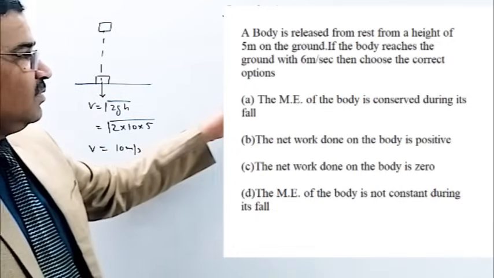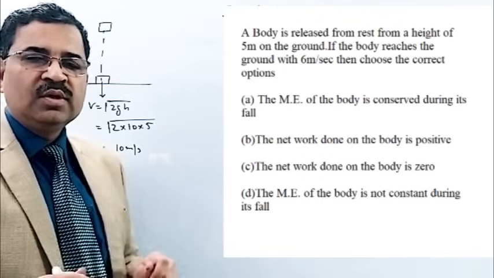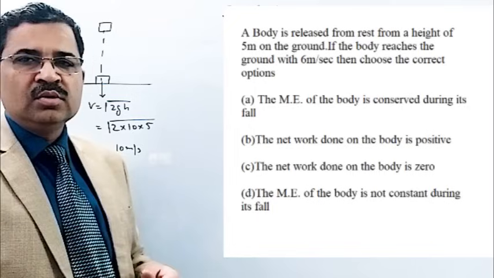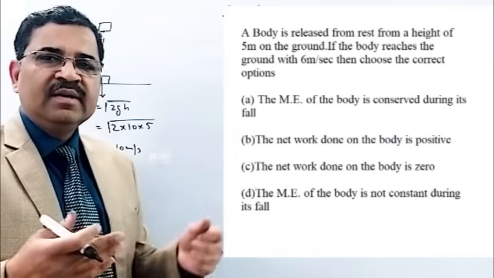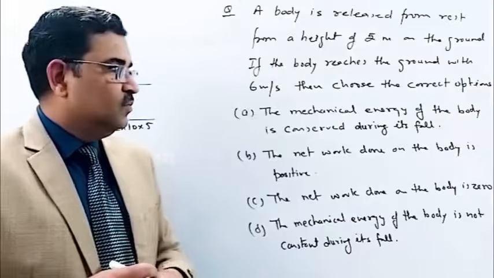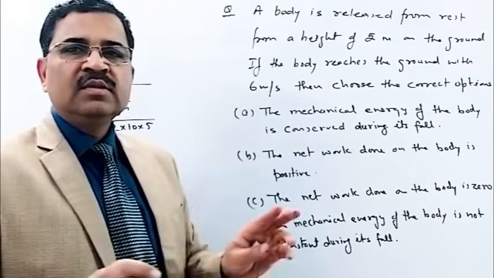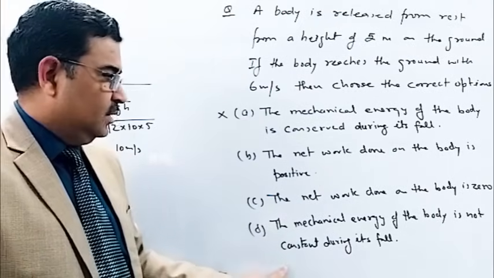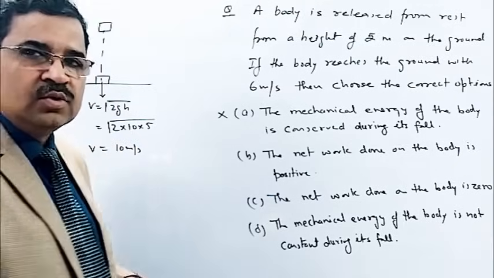जबकि क्वेश्चन में दिया हुआ है कि it is reaching with a speed of 6 meter per second. So ये चीज ये शो कर रही है कि there must be some loss in kinetic energy. Now who is producing this loss? So it must be the air resistance, and that is a non-conservative force. And then in the presence of a non-conservative force, the mechanical energy should not be conserved. So the first option, that the mechanical energy of the body is conserved during its fall, this becomes wrong. Whereas the fourth option becomes right, which says that the mechanical energy of the body is not constant during its fall. So this is correct.